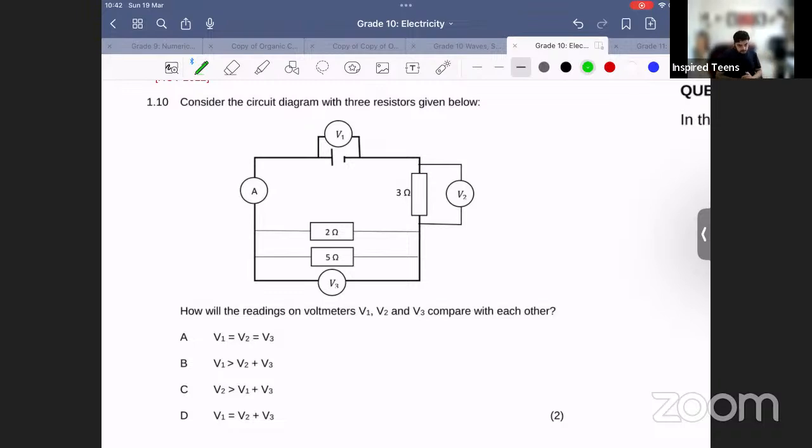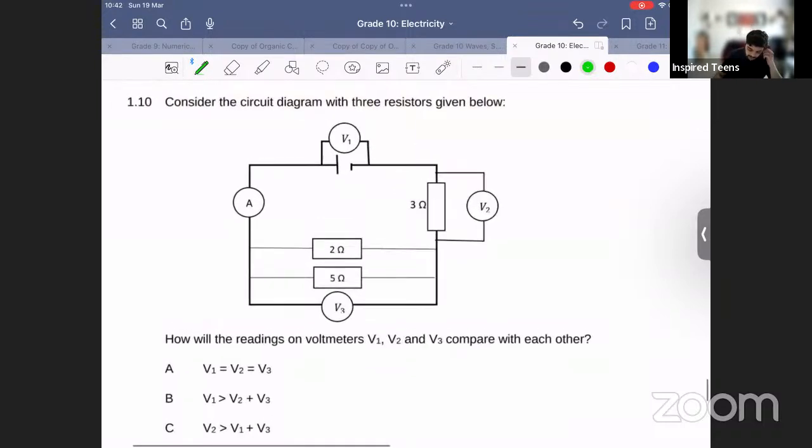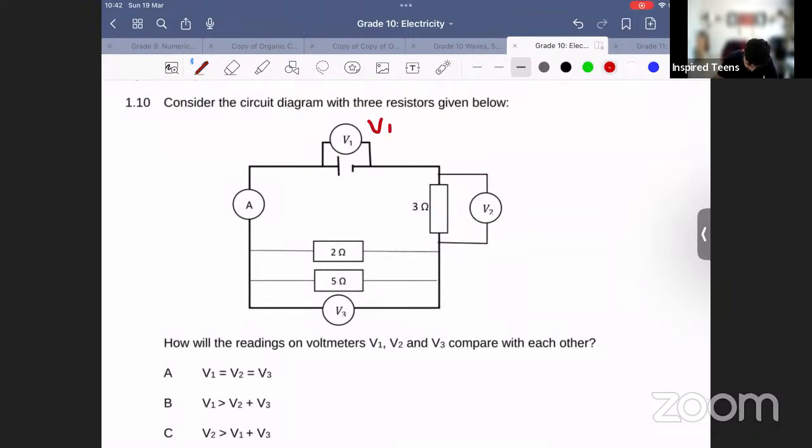Okay, let's go through it. Consider the circuit diagram with 3 resistors given below. How do the readings on voltmeters V1, V2, and V3 compare with each other? So V1 is measuring the total voltage, the voltage of the entire circuit, because it's connected around the battery. V2 is measuring the voltage of the series connection. And then V3 is actually measuring the voltage of the parallel.